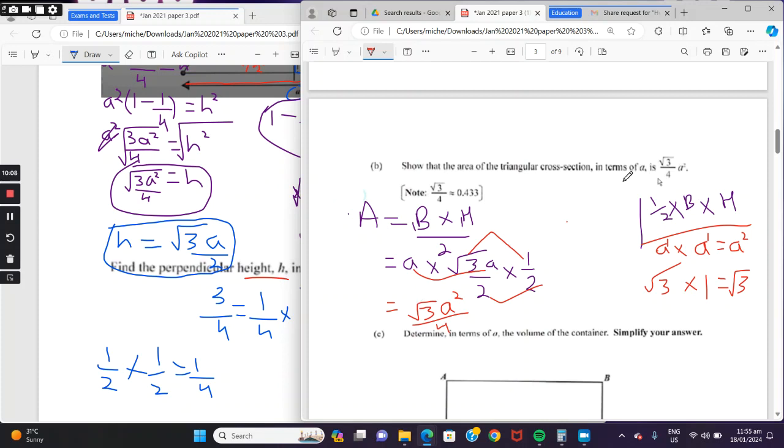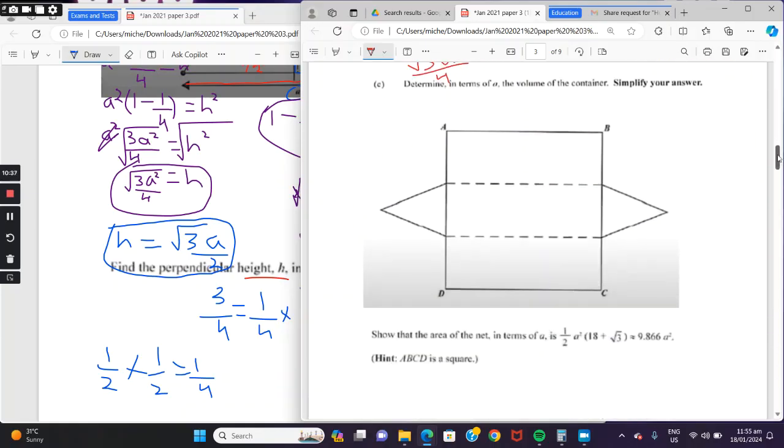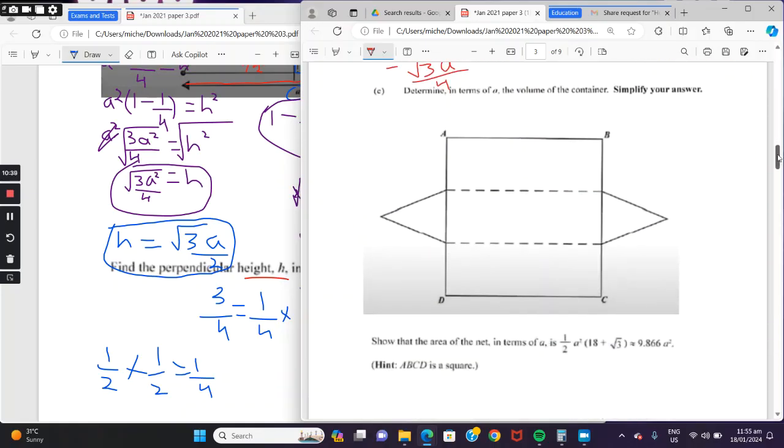So by doing this, you prove, because to show means to prove, that the area of the triangular cross-section, in terms of a, is the root of 3 over 4 a squared. I hope that was clear. Sometimes you could possibly rewatch the video as well, or certain parts, because you don't always pick up everything right on the spot, right?